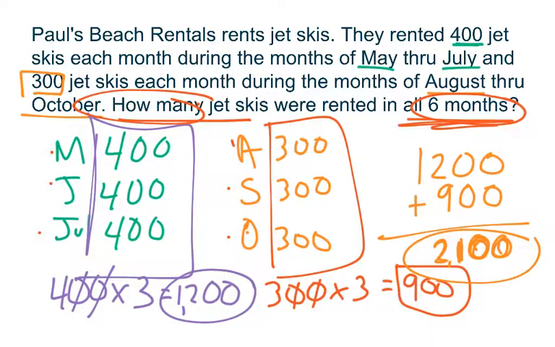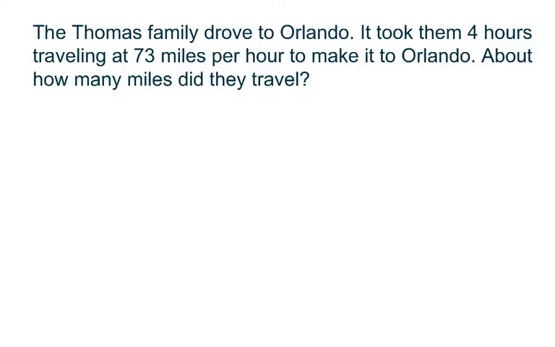2,100 jet skis. I found that by listing my months, finding how many for those 3-month periods, and then adding my two products. Okay, let's take a look at our next problem. The Thomas family drove to Orlando. It took them 4 hours traveling at 73 miles per hour to make it to Orlando. About how many miles did they travel? Go ahead and solve this problem.